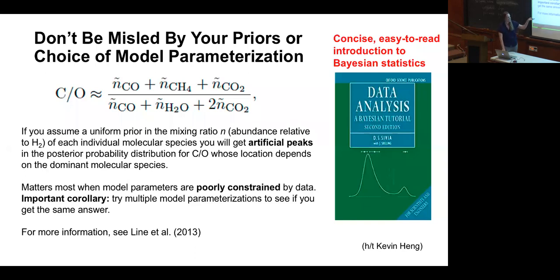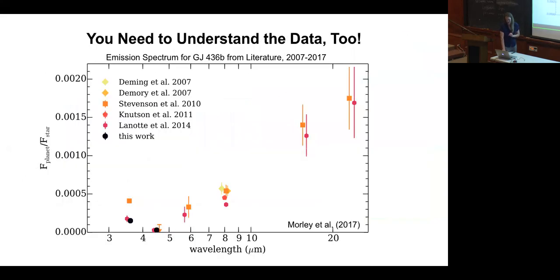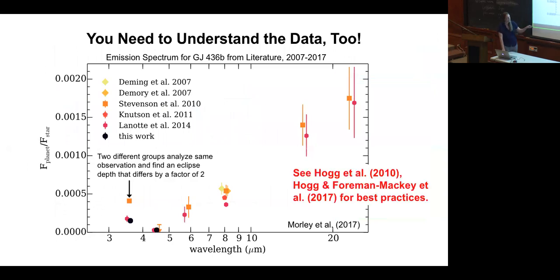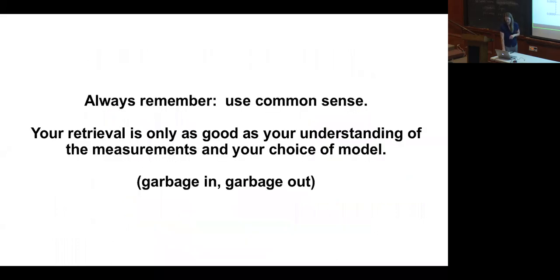So for those of you who maybe haven't thought as much about Bayesian statistics, I would recommend this really great introductory textbook that's short and easy to read. It also matters a lot that your measurements are right and that the error bars are correct. So this is the spectrum for the star from different publications. This is the original publication. These are reanalyses of the exact same data where they get a very different answer. So your retrieval is only as good as the data and the error bars that you put into it. And here are some other good best practices reviews on statistical modeling of data.